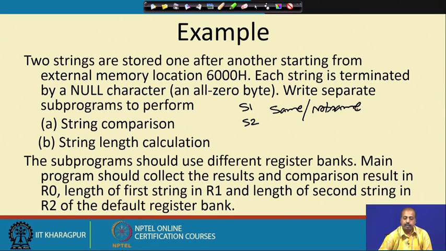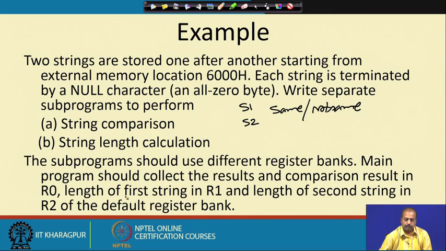So, if the strings are different, in that case it will put some value into some register. The main program should collect the comparison result in R0, length of the first string in R1 and length of the second string in R2 of the default register bank. So, the comparison result should be in R0. If the strings are same, the answer will be yes, and if not same, the answer will be no. It can be identified by putting a 1 or 0 in the R0 register.